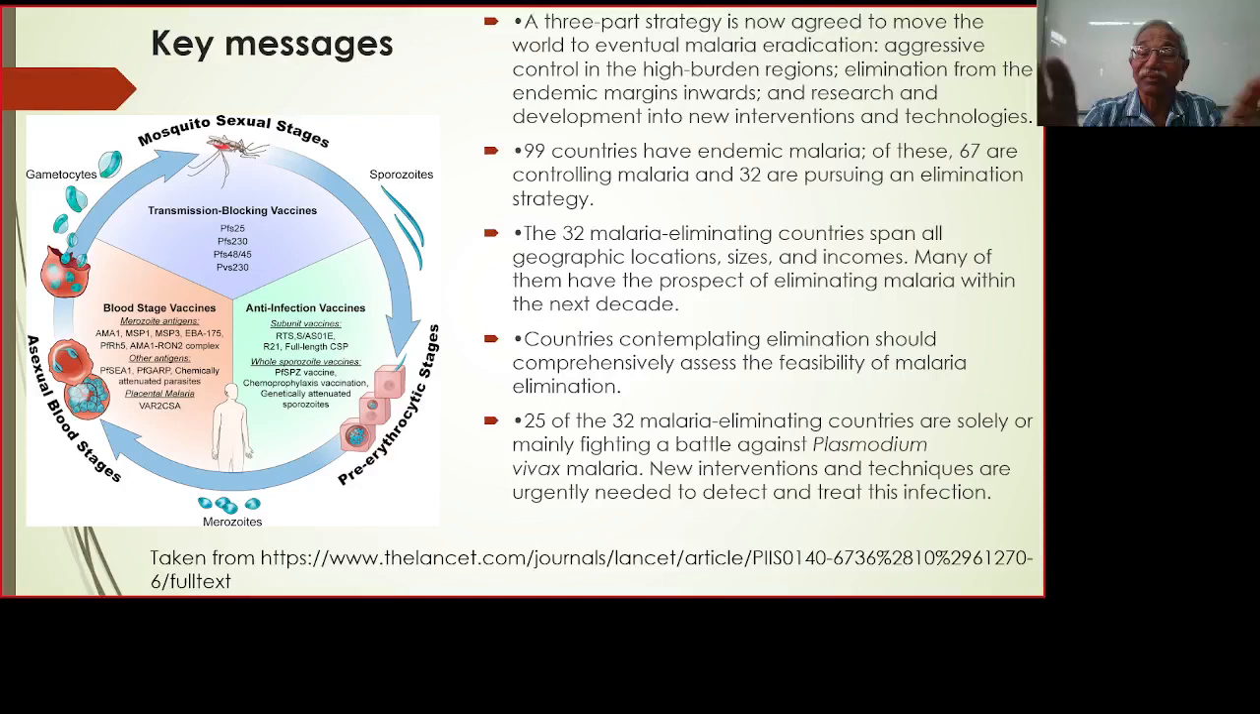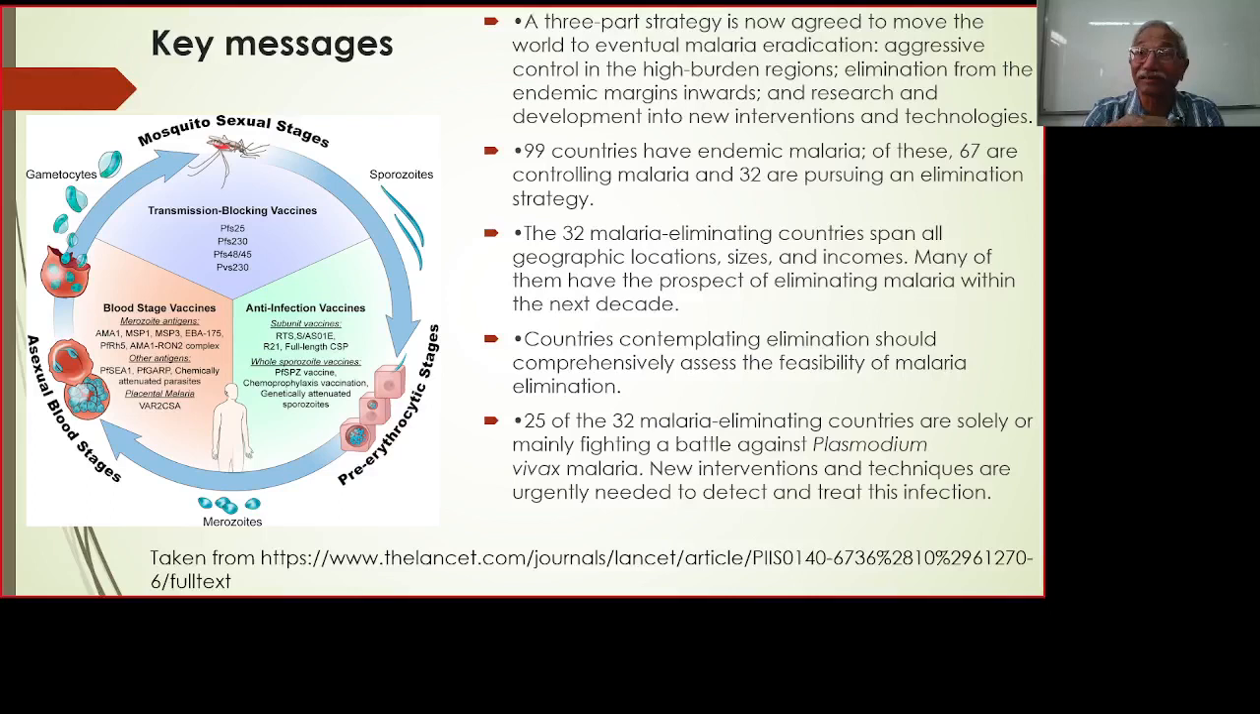And then 67 countries are successful in controlling the malaria. And 32 countries are pursuing an elimination strategy, total elimination of the malaria. So 32 malaria eliminating countries span over geographic location, sizes and income. And many of them have prospects of eliminating malaria within the next decade.